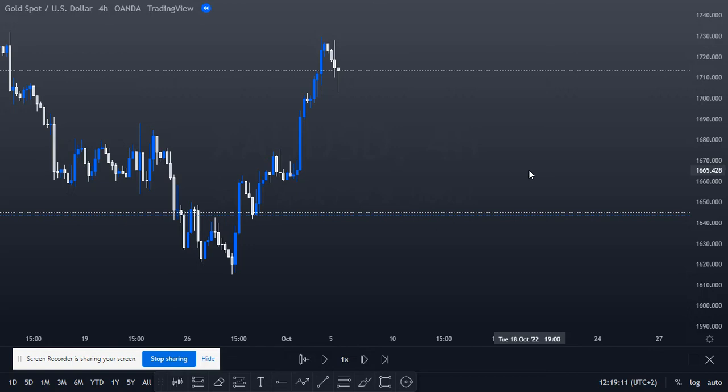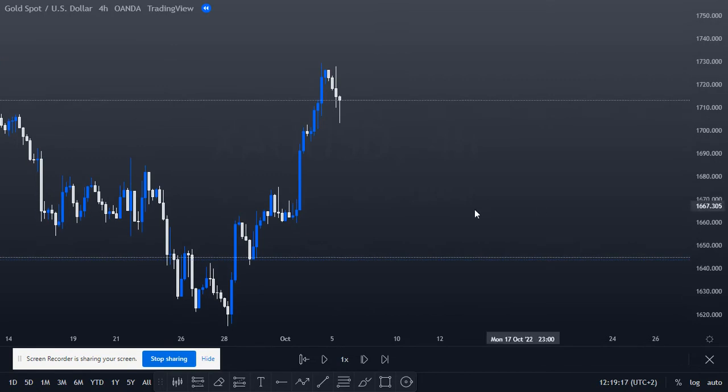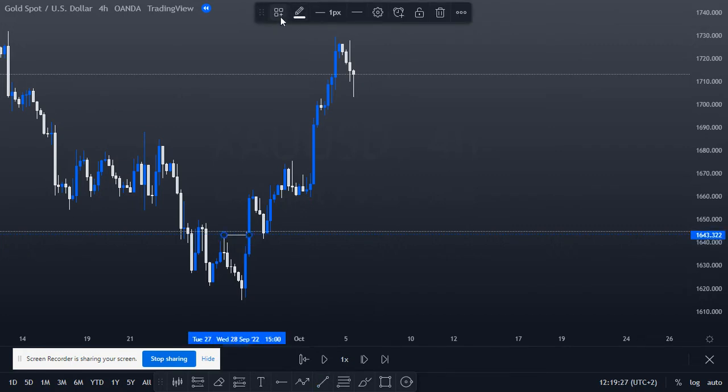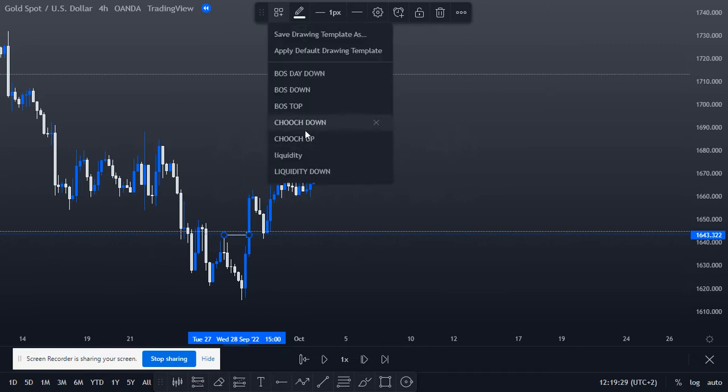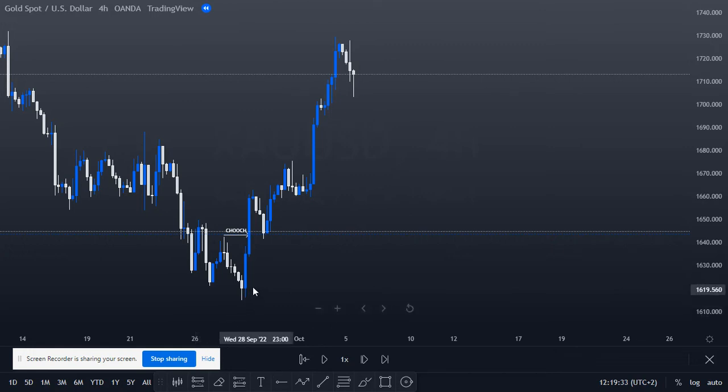So I'll be making an example using a trade we took on gold. So this is gold 4 hour. Just before we go into the trade, let me give you a story of what's happening. So gold was on a downward trend. Then it had a change of character here. So we had a change of character to the up.